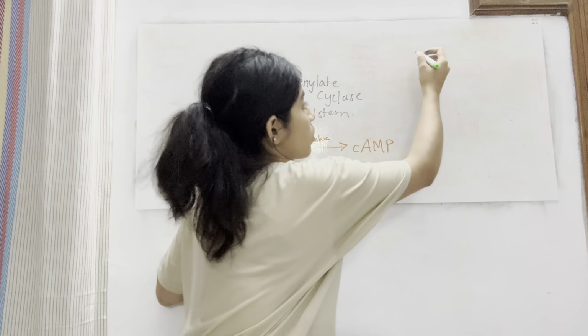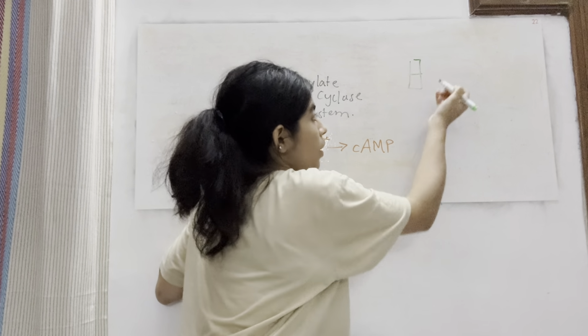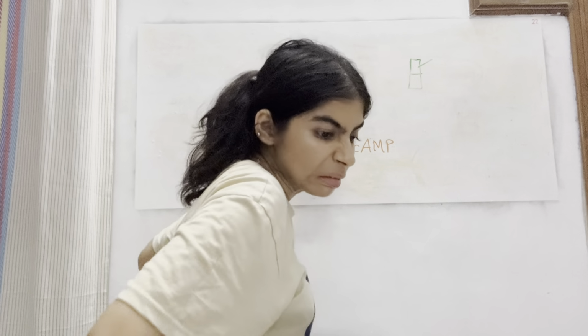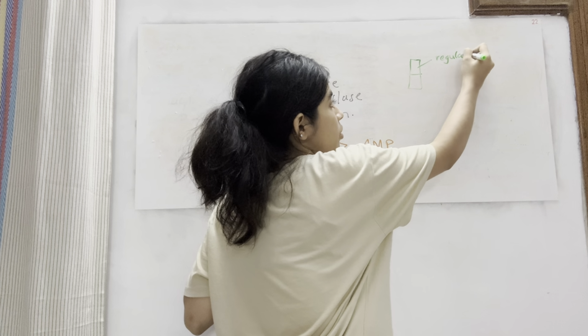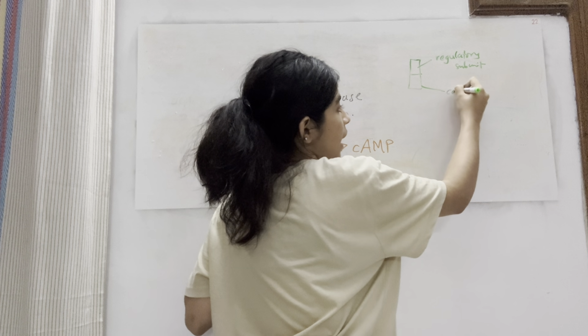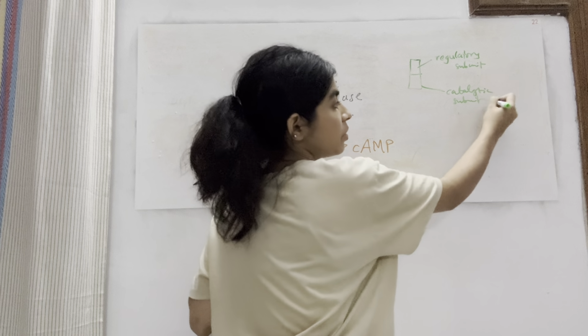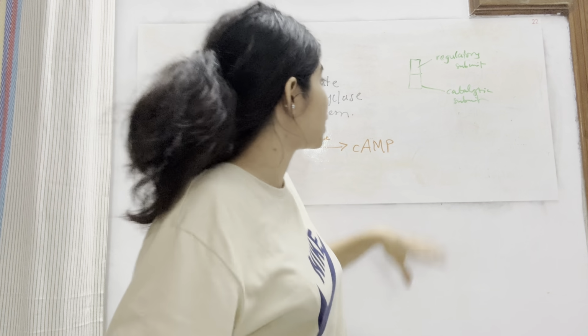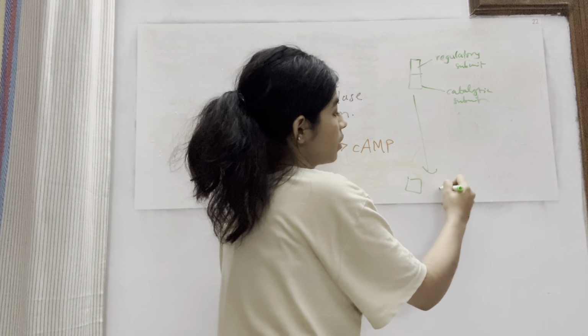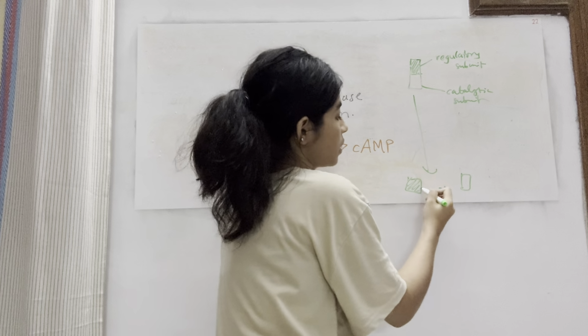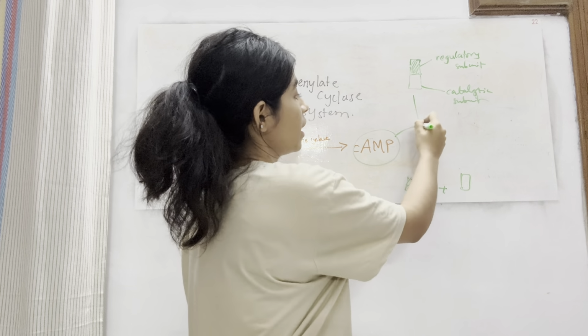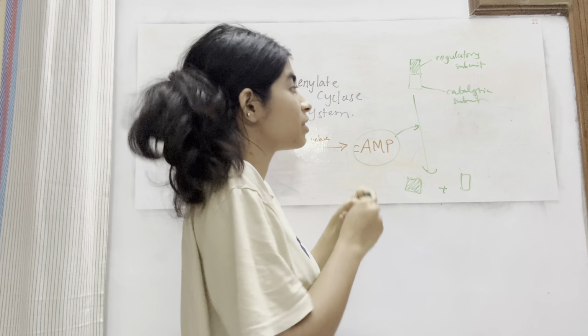Now here's the thing. There is a cAMP-dependent protein kinase, which has 2 subunits. This one is the regulatory subunit, and this is the catalytic subunit. So what really happens here? This breaks into this and this. What causes this breaking? cAMP does this. It doesn't really break it, it causes it.